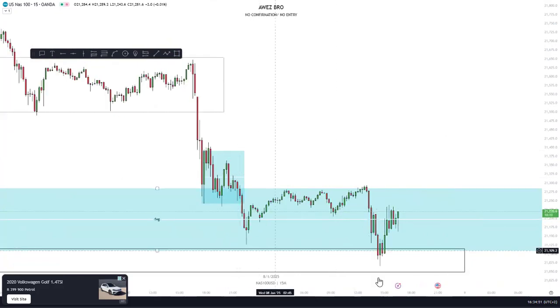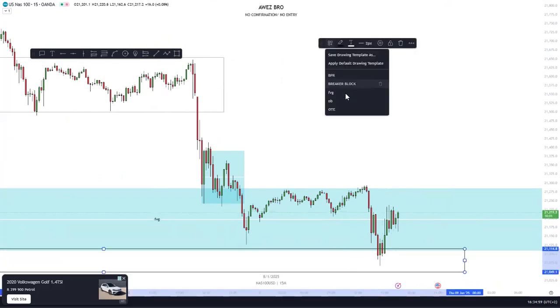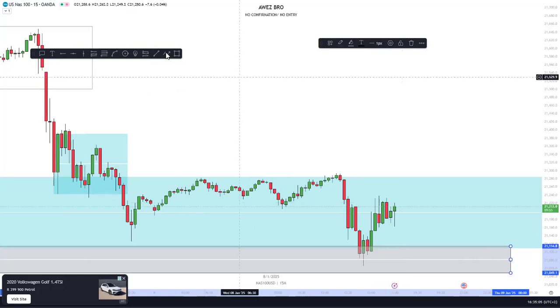It tapped inside our point of interest together with our order block over here, which is another point of interest on our 4-hour time frame. Let me just select the order block, which is our point of interest. So when it's like this, guys, I expect the market to do what?